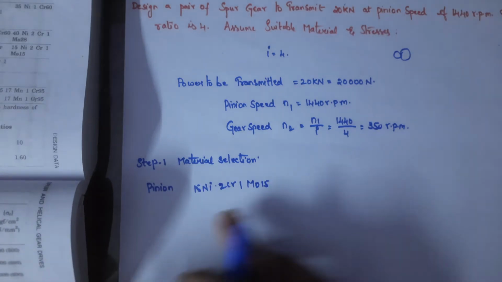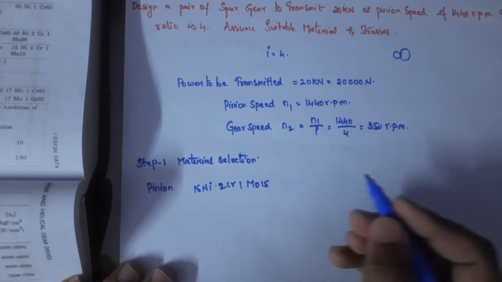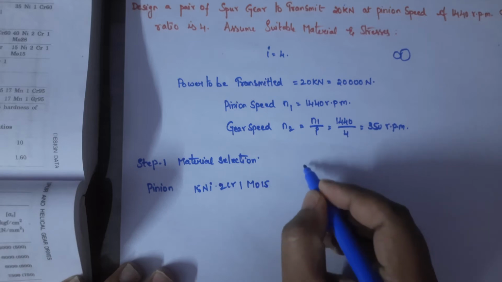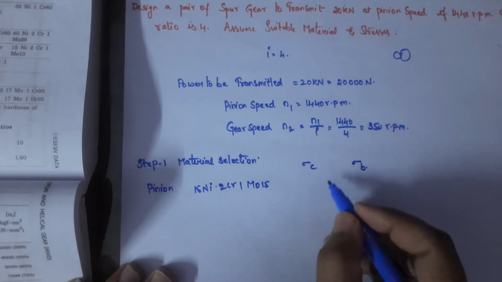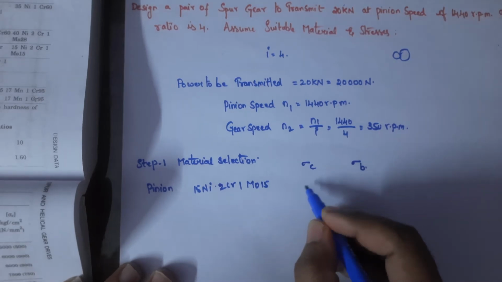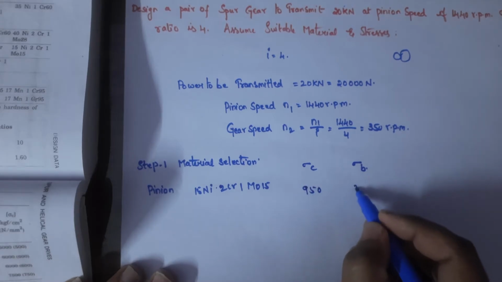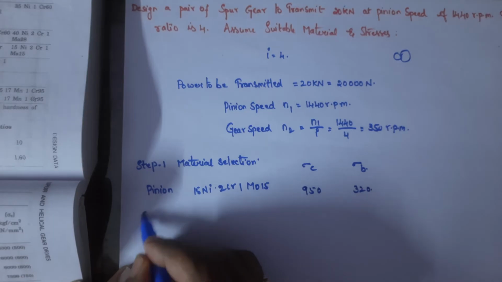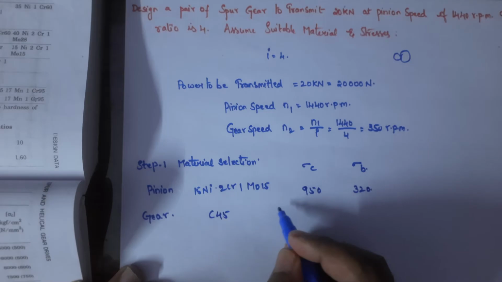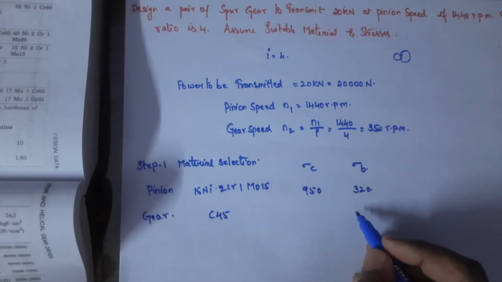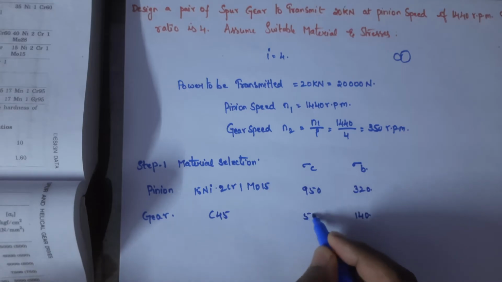From here we can get the design stresses, that is the surface stress sigma C and the bending stress sigma B. For the pinion, sigma C will be 950 and sigma B will be 320. For the gear material C45, sigma B will be 140 and sigma C will be 500.